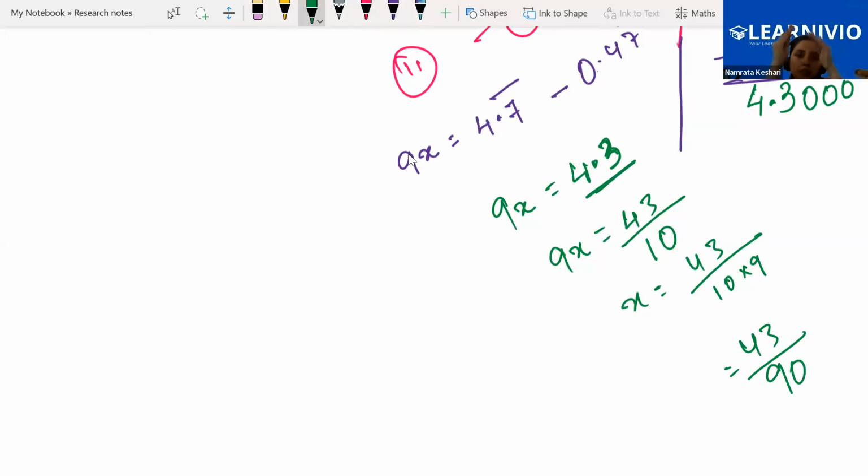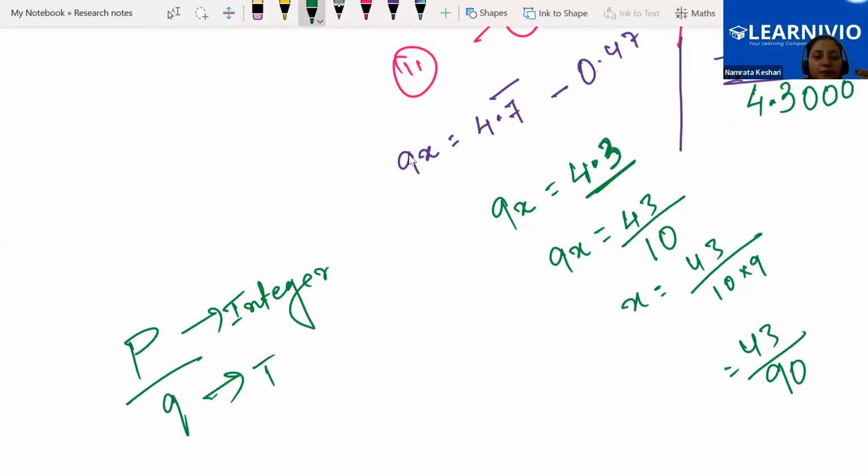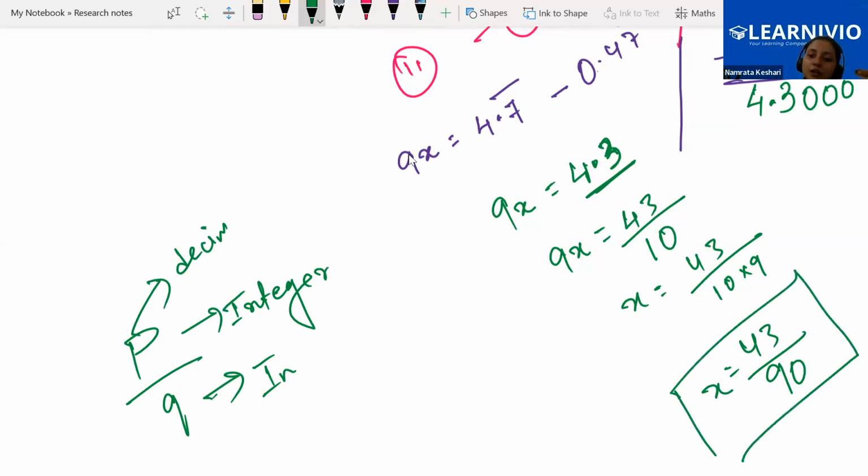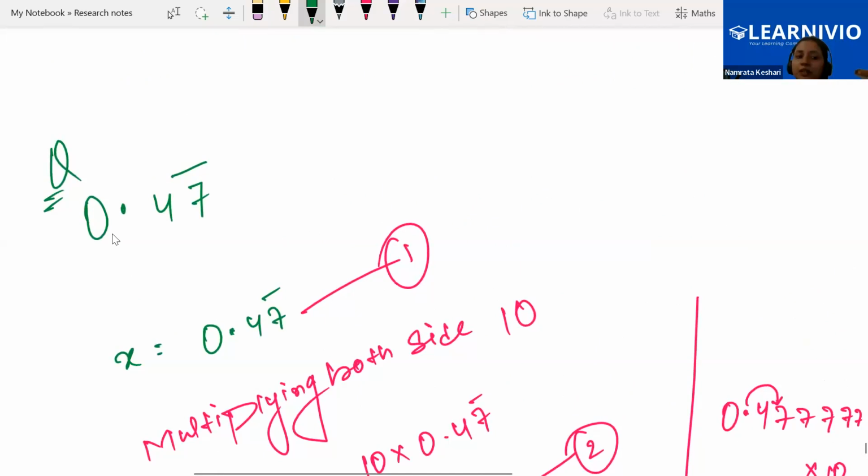We wanted to write it in the form of P by Q, where P is an integer and Q is also an integer. Here we ended up getting P as a decimal number. So we have written it at first like a fraction, and then final answer x equals to 43 by 90. Any confusion? No, ma'am. Ayan, see the step.